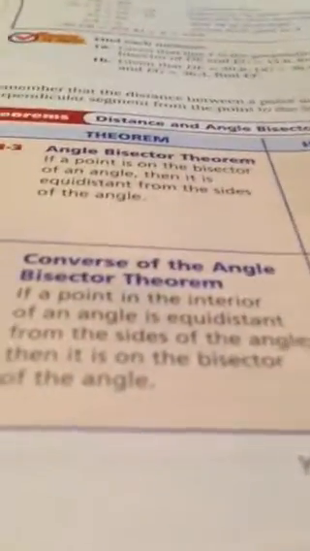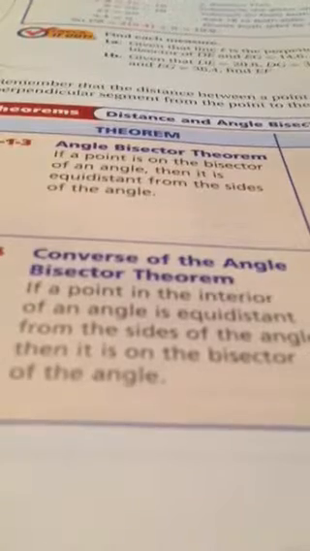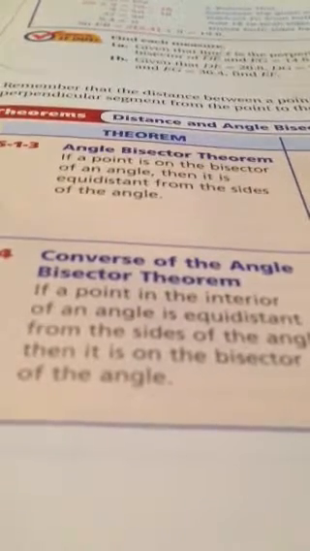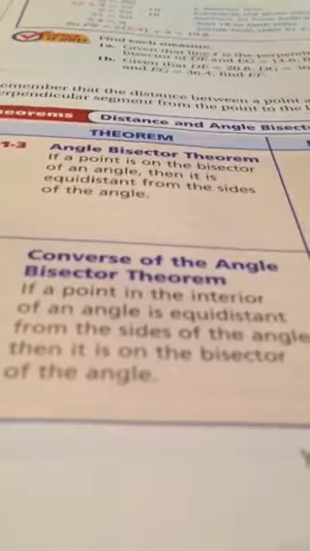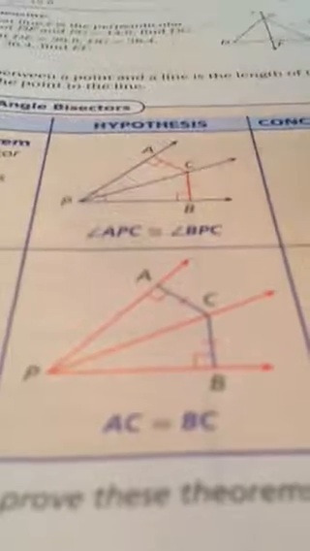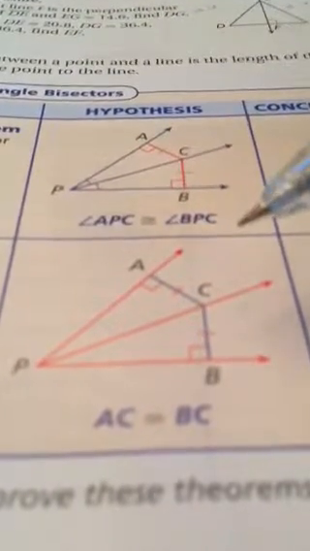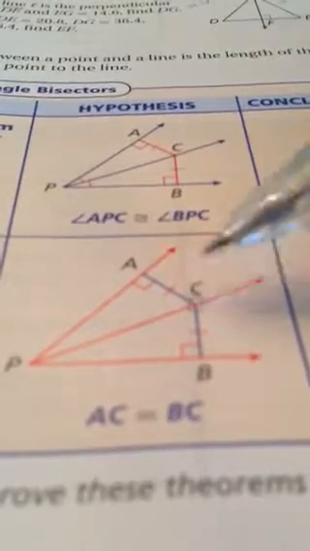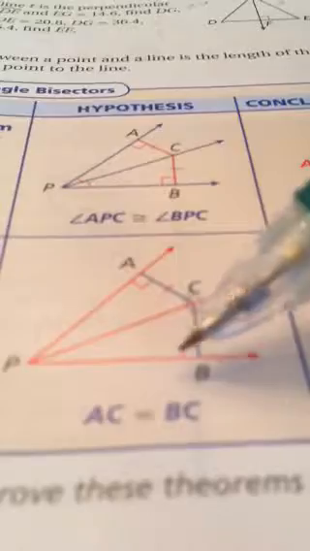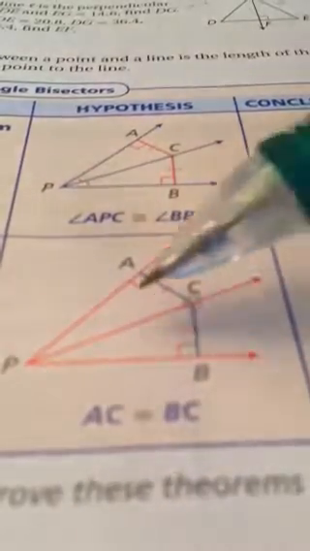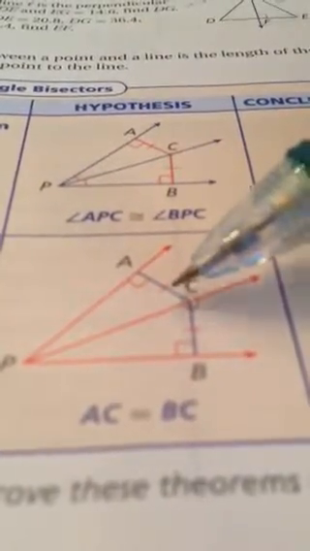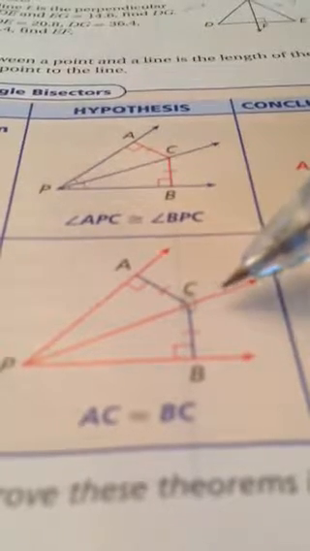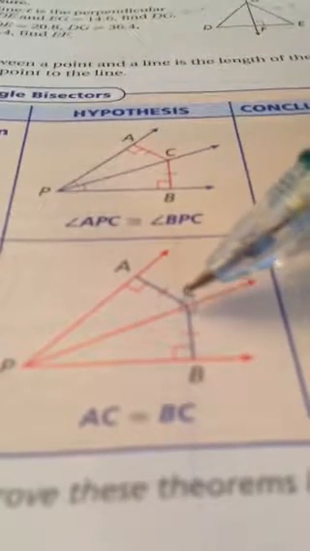And moving on to look at the converse, it says the opposite, of course. It says if a point in the interior of an angle is equidistant from the sides of the angle, then it is on the bisector of the angle. Okay, let's look at the bottom diagram. This is the bottom of page 301, by the way. If a point is in the interior of an angle, and we're looking at point C, and yes, it is on the inside of angle APB, somewhere on the inside, and it is equidistant from the sides of the angle, then it is on the bisector of the angle.